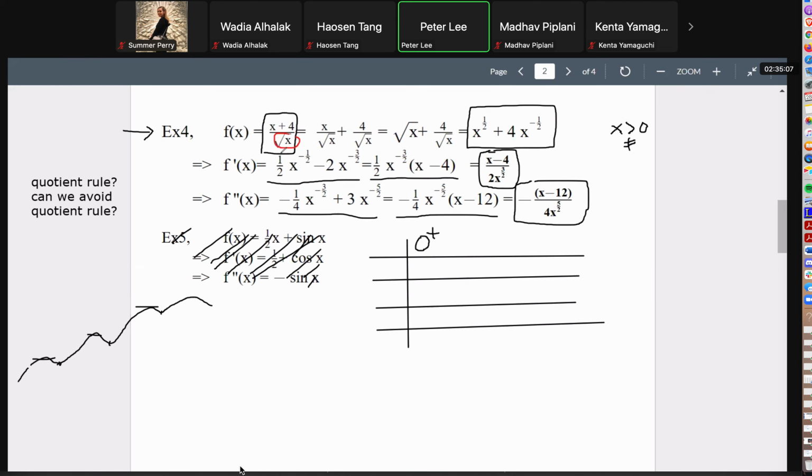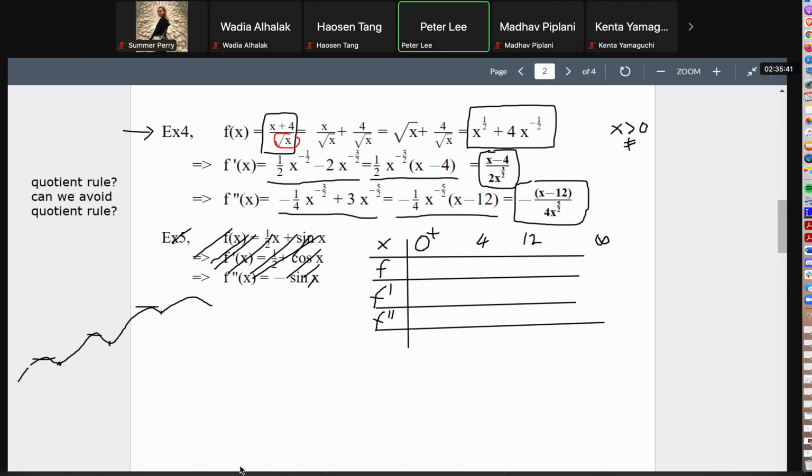But 0 is not part of the domain. Therefore, the left endpoint is now 0 plus, and this side will be infinity. And then in the middle here, what do we have? We already have 0 here. We have 4, and we have 12. That's all we have. X, f prime, f double prime, f, and then the curve piece. Any questions up to this point?